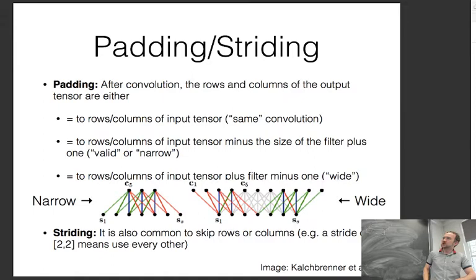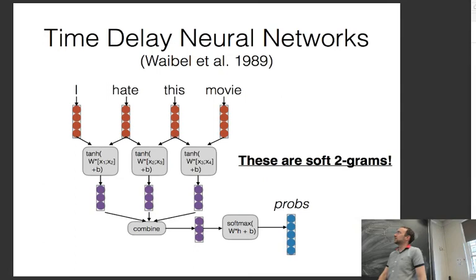The other alternative is that the rows and columns of the output will be equal to the rows or columns of the input tensor minus the size of the filter plus one. So basically the idea here is very similar to what I showed in the previous time delay neural network. This is basically a narrow convolution. What I mean by narrow is that the output gets narrower than the input. Here, because the n-gram size is 2 and the input size is 4, the output size will be 3.